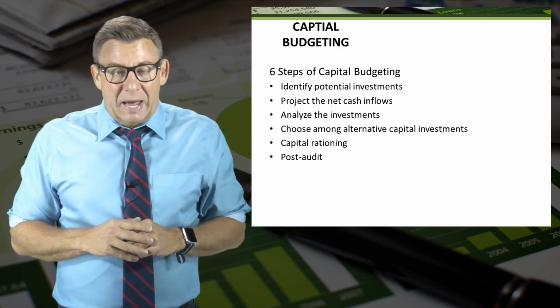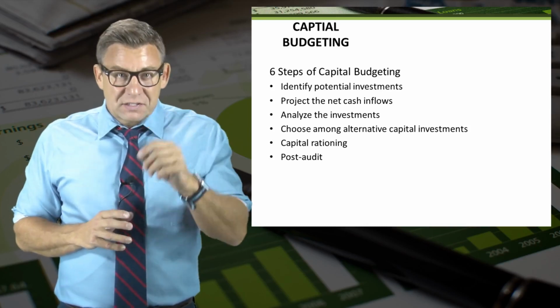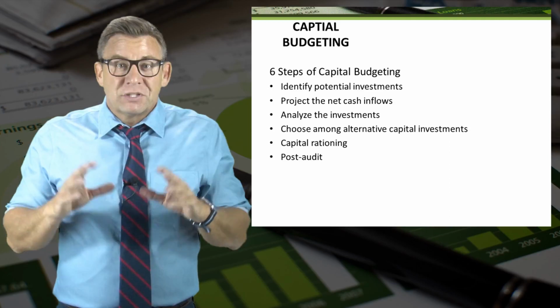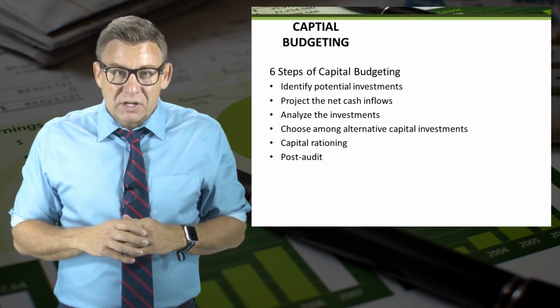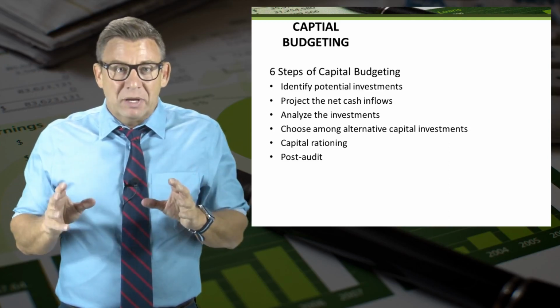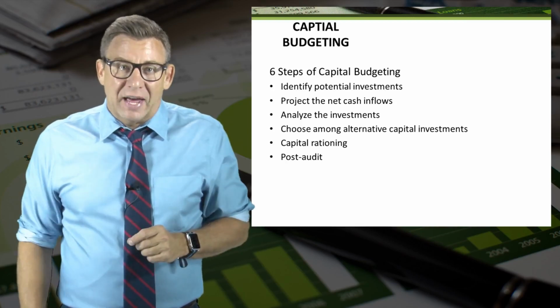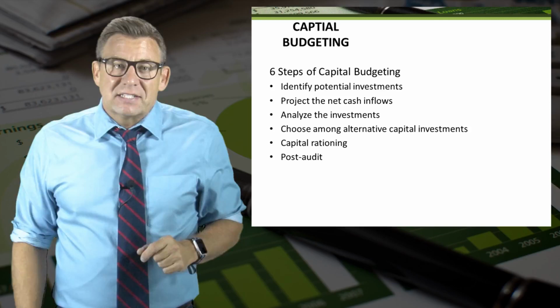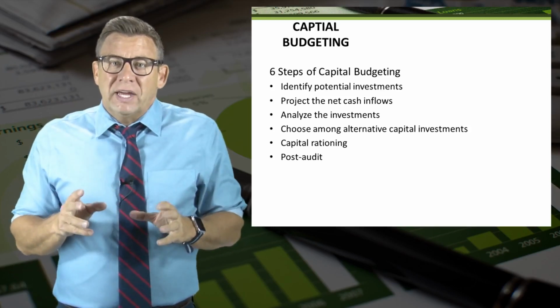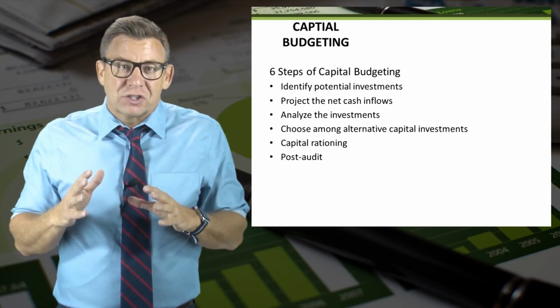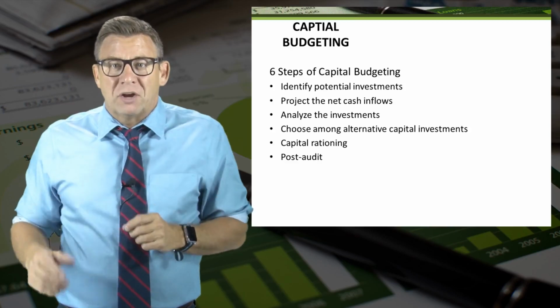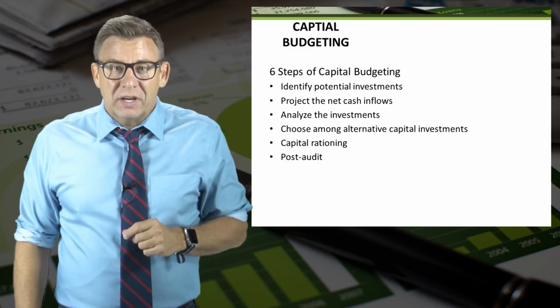5. Apply capital rationing. Again, this is an important concept. Firms don't have unlimited resources, so capital rationing basically means which projects they can do based on the limited amount of cash. And finally, 6, a post-audit. Usually companies go back after 5 years or so and see how the actual project performance compared to the initial budget.